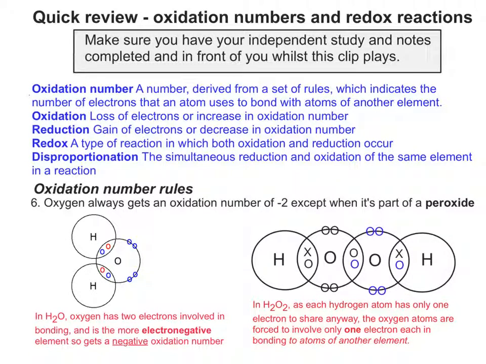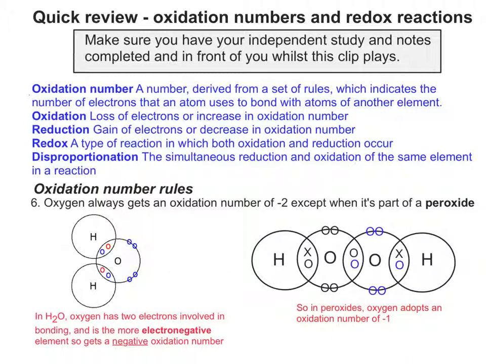However, looking at H2O2, I've colour-coded the two different oxygen atoms. One has black circles, the other has blue circles to represent its 6 electrons. Now if you look at it closely, you'll see that each hydrogen atom only has 1 electron to share anyway. So what this means is the oxygen atoms are forced to involve only 1 electron each in bonding to atoms of another element, so the other element will be hydrogen. So therefore in peroxides, oxygen adopts an oxidation number of -1.